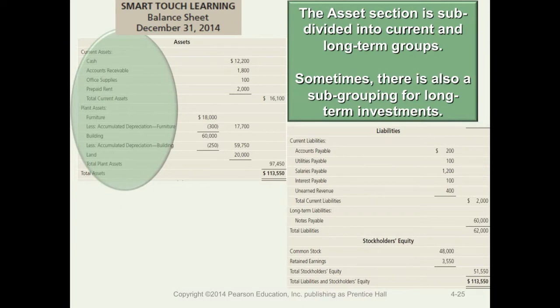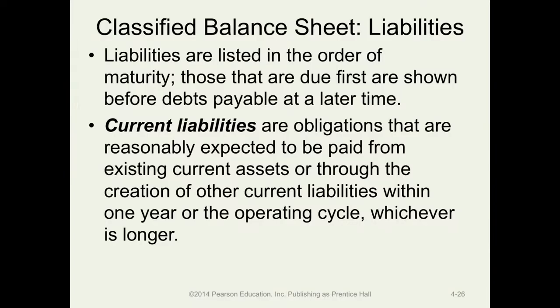And again, the assets are divided, as we said, into current and non-current. There could sometimes be a separate section for investments. Also on the classified balance sheet, as we said, we have our current liabilities, and they're listed in order of maturity so that they are paid first. So the shorter maturities come first. Those are the current, then the longer maturities on the long-term debt.